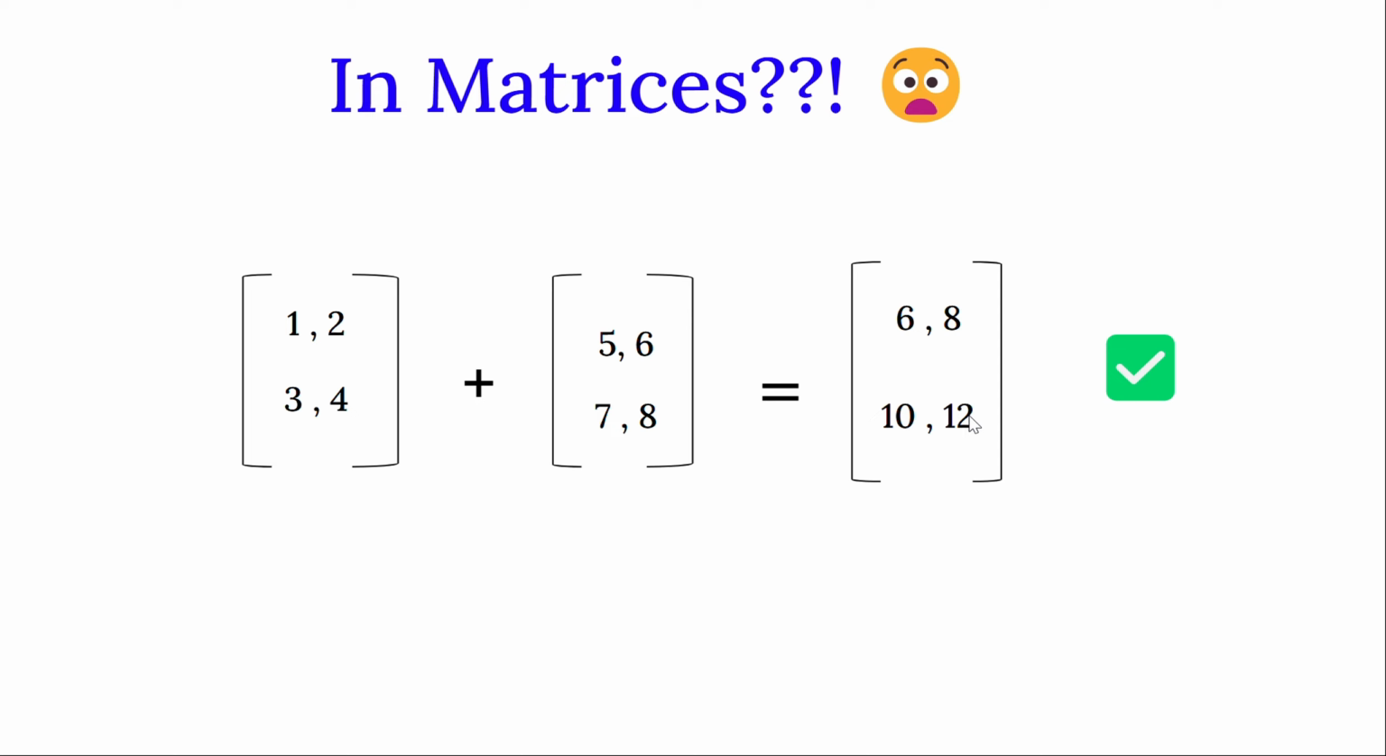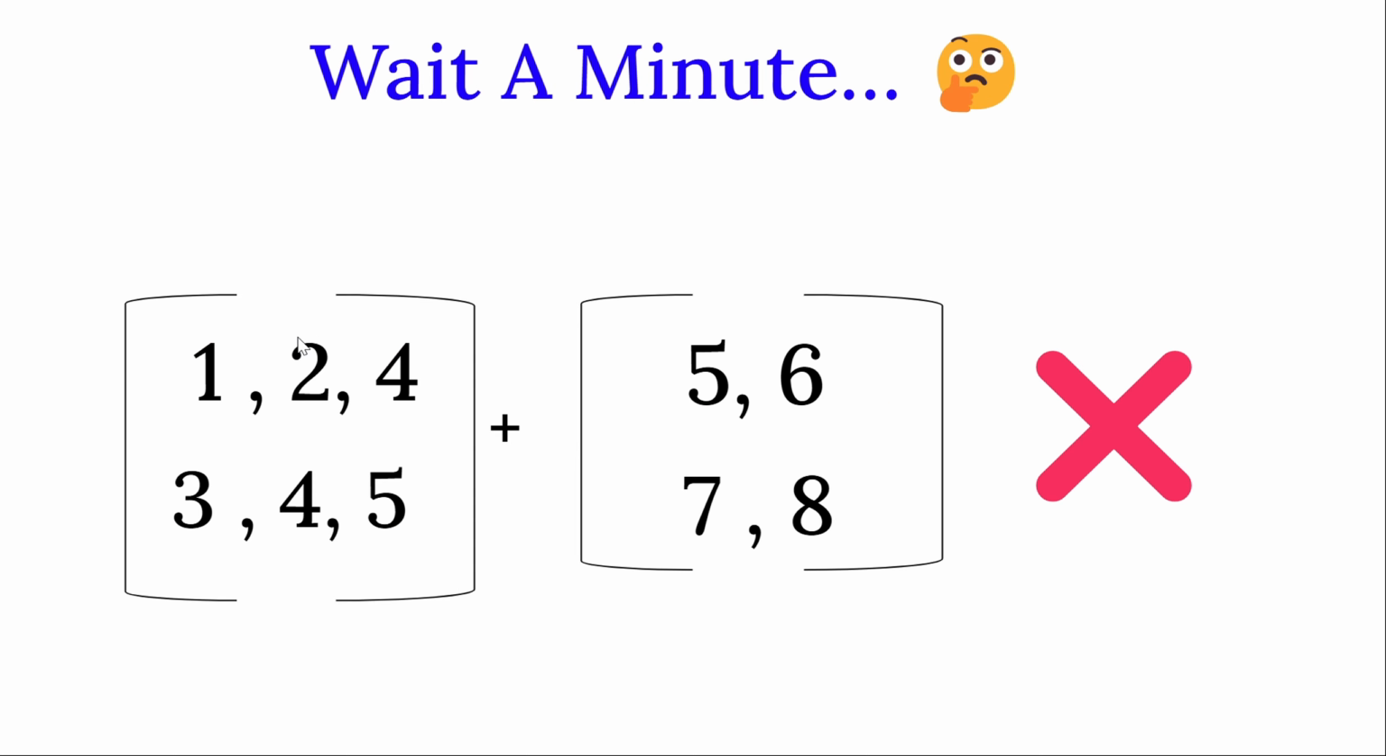So you can see that there is a pattern. And if you haven't noticed it, the pattern is simple. Corresponding elements in both matrices join together to form new elements for the new matrix. Wait, that's not all. There is another twist. Here, the two matrices, 1, 2, 4, 3, 4, 5, want to add to 5, 6, 7, 8. Well, you can see that the first matrix on the left has 2 rows and 3 columns, while the second matrix has 2 rows and 2 columns. But they can't be added.